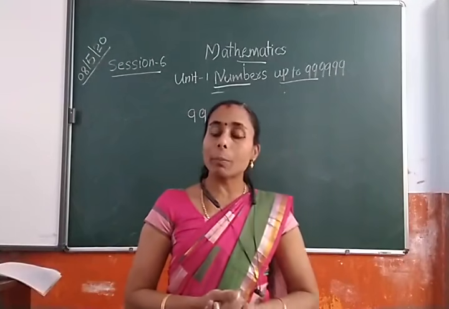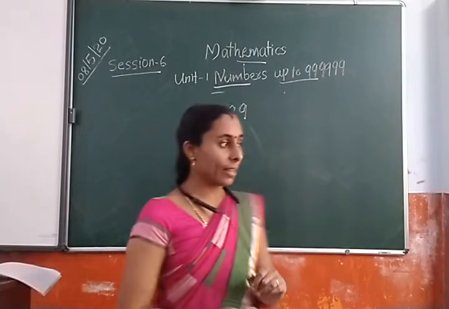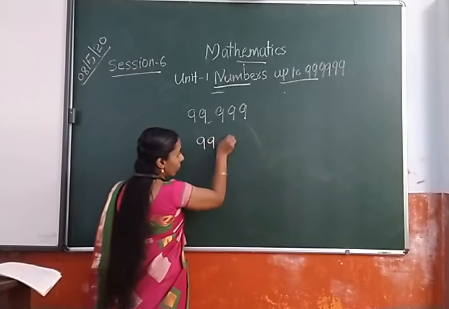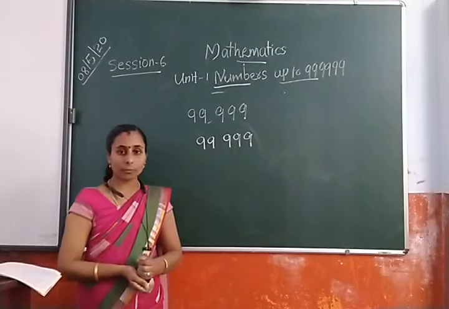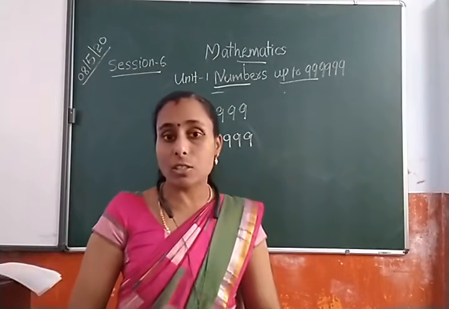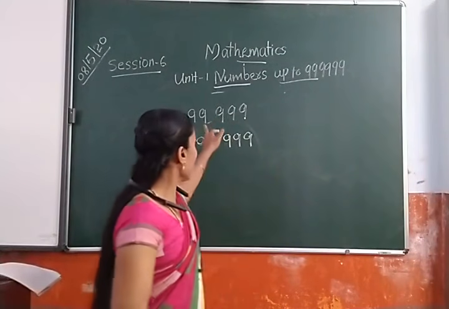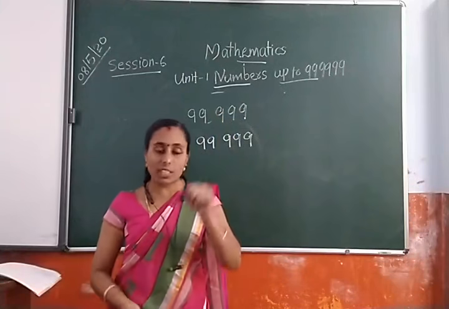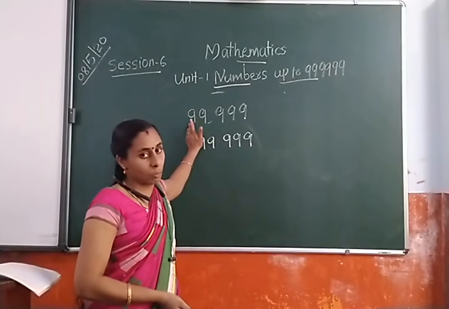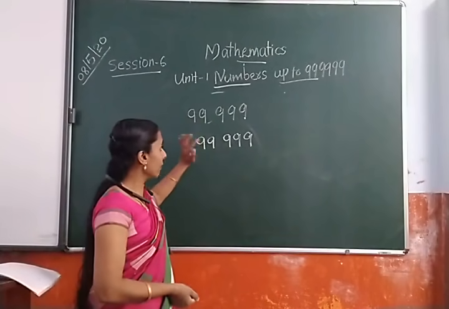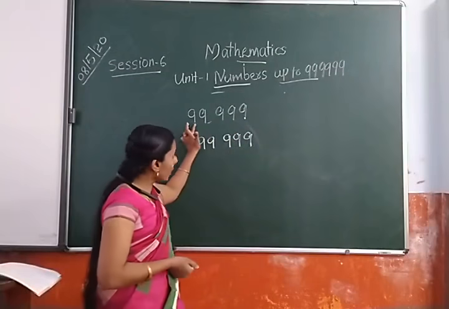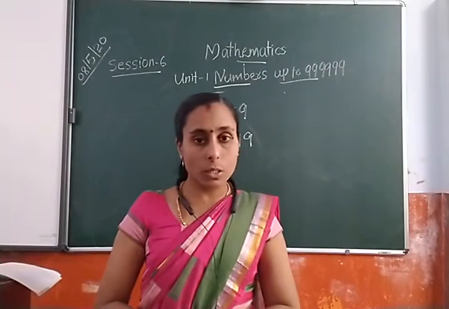How can we mark a period? We can mark a period with a comma or a short space. Then, how do we divide periods in the Indian numeral system? From the right, the first three digits are considered one period. Then the next two digits are considered the thousand period. The first three digits form the ones period, and the last two digits form the thousand period.